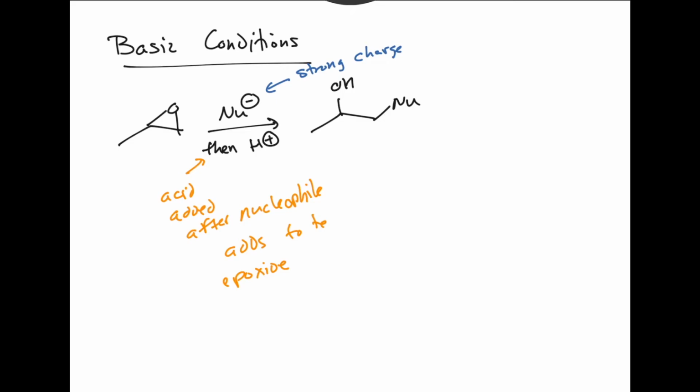All right. So strong charged nucleophile, and the nucleophile ends up on the least substituted carbon of the epoxide. That's because we have an SN2 type mechanism. So no carbocations here. We're just going to react. SN2, we're going to have to push the leaving group off.